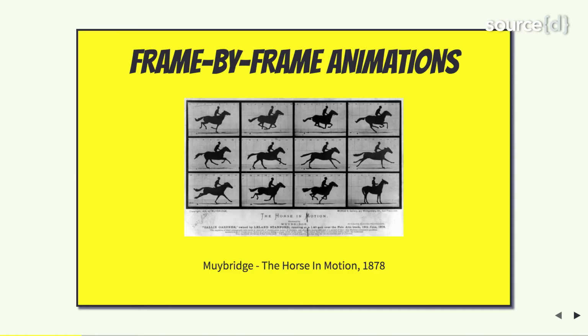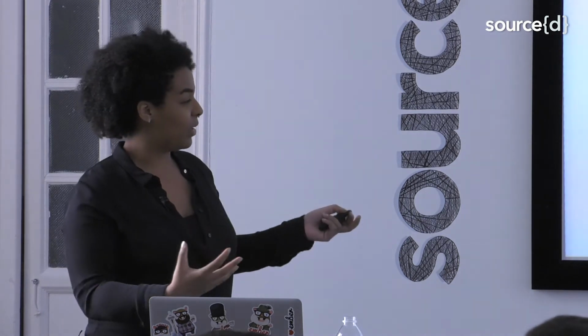Probably the first notable example of animations as we know them today in the context of frame-by-frame animations, we will get to what this actually means later, is the Horse in Motion by the photographer Edward Muybridge. At the end of the 19th century, he actually created a series of still images of a rider running across a track and arranged them in this piece of these 12 images. And it's actually quite fascinating.